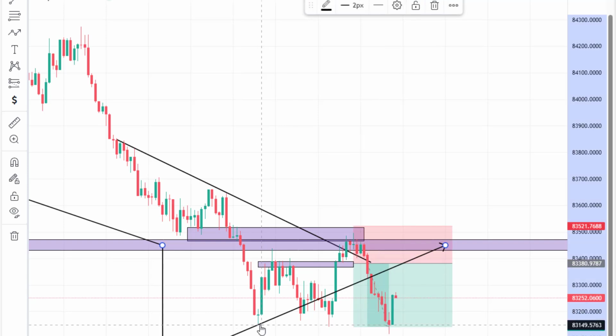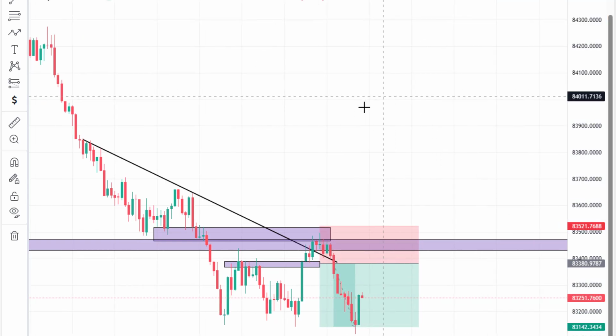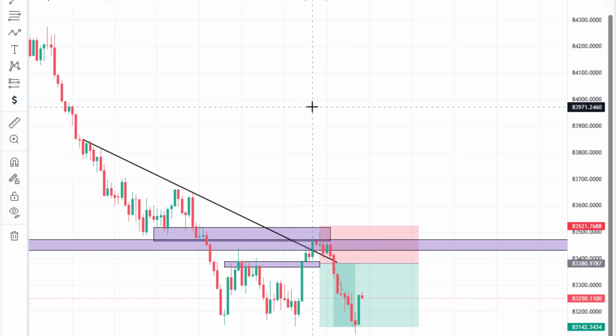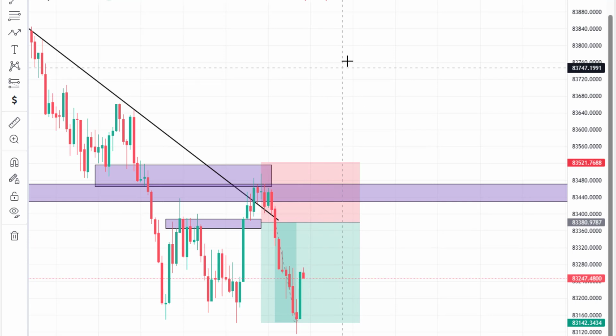So that is basically it, guys. So that's how you can use these factors. You can consider trend lines, you can consider order blocks, supply and demand, you can consider even the market structure. You can just use any of these things and you have a very high probability entry setup.